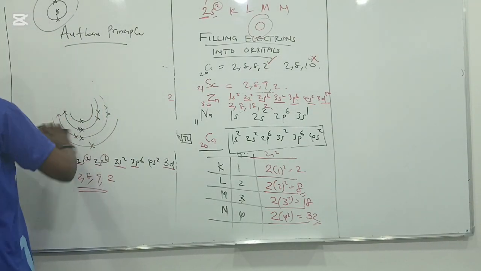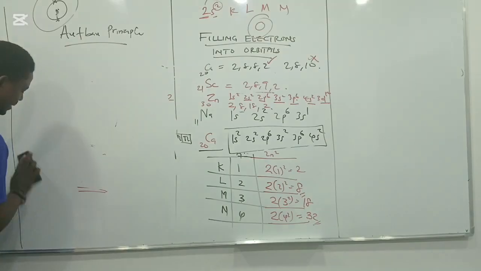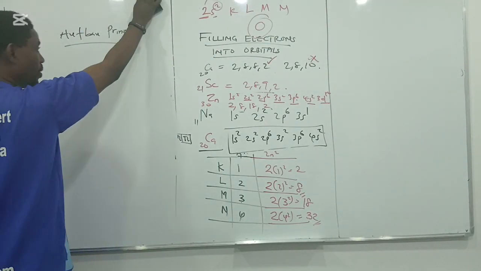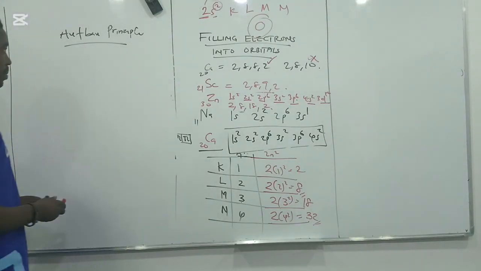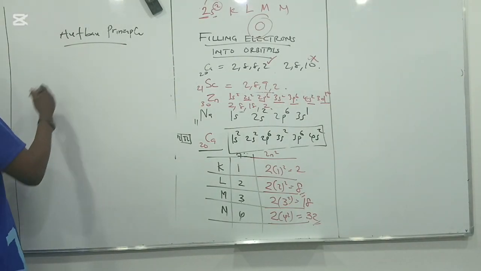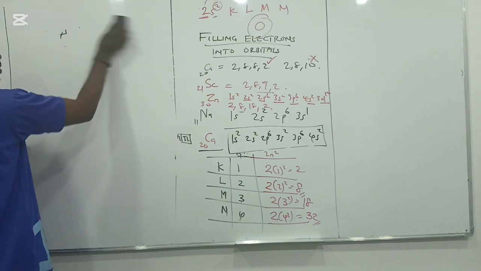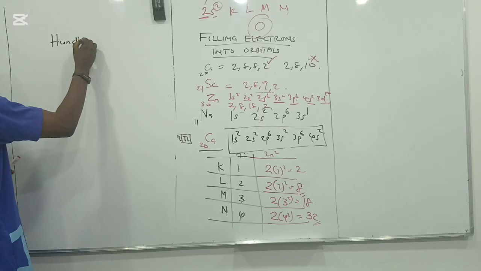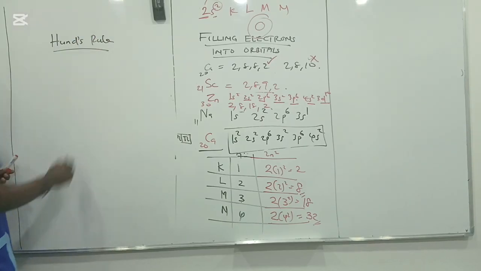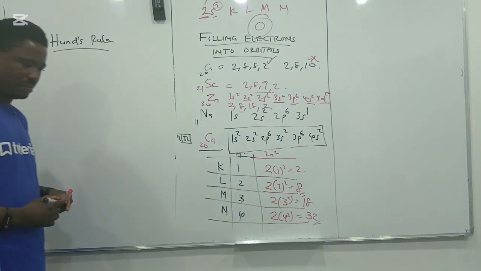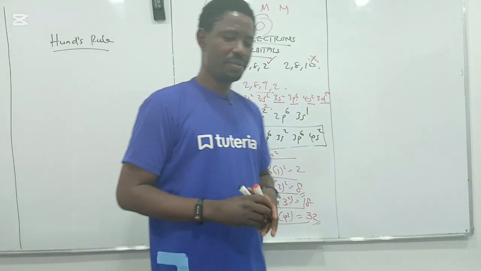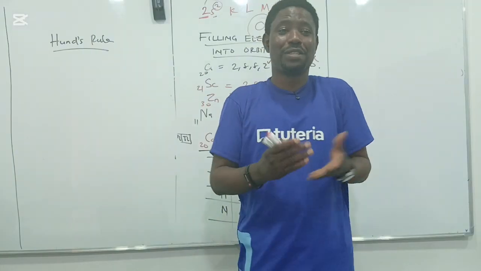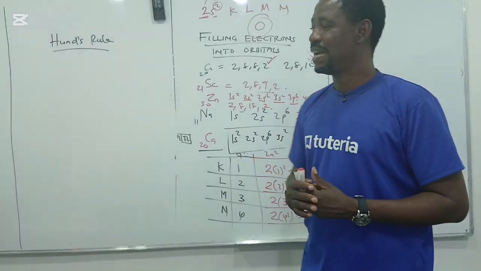All right, Hund's rule. Let's quickly treat Hund's rule and see how we're going to apply it to understand more about the filling of electrons into orbitals. That is Hund's rule of maximum multiplicity. Now, how does this particular rule come about, and what is this rule trying to tell us about the electrons and orbitals?